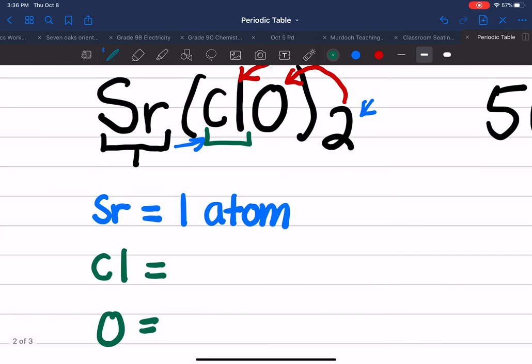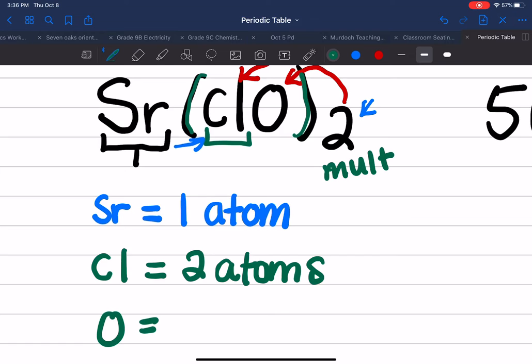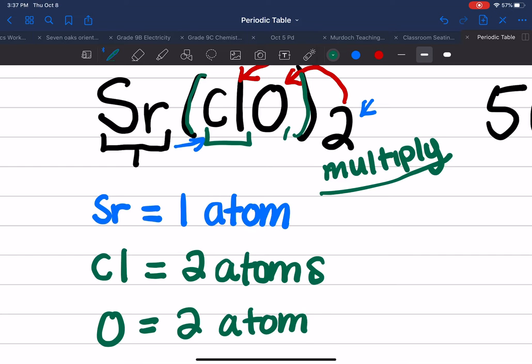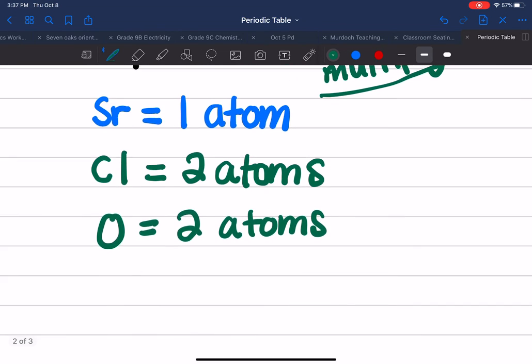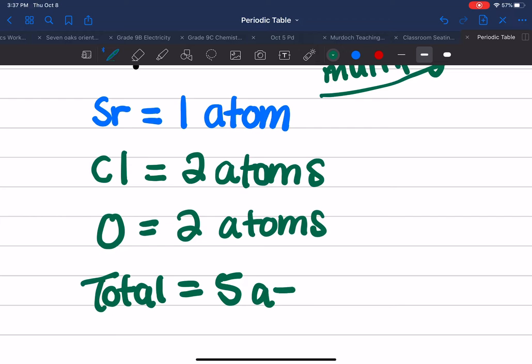So how many atoms are here? Well, we know with those 2 elements being in the brackets, the 2 applies to both elements. So 2 times 1 chlorine, we get 2 atoms. When it's outside the bracket, we have to do multiplication, so multiply. Okay, 2 now times the 1 oxygen that's here. Well, 2 times 1, you get 2 atoms of oxygen. And now our total amount of atoms is 1 plus 2 plus 2. We get 5 atoms.